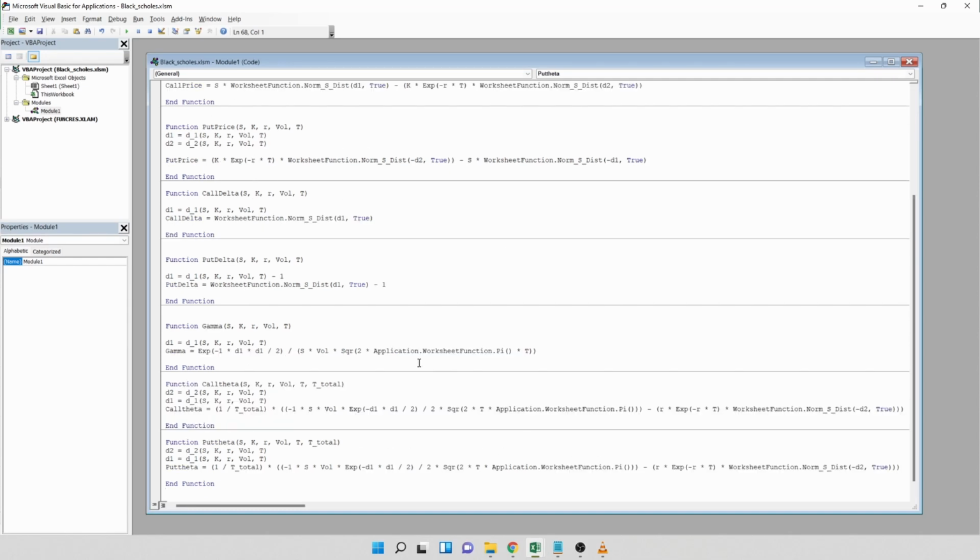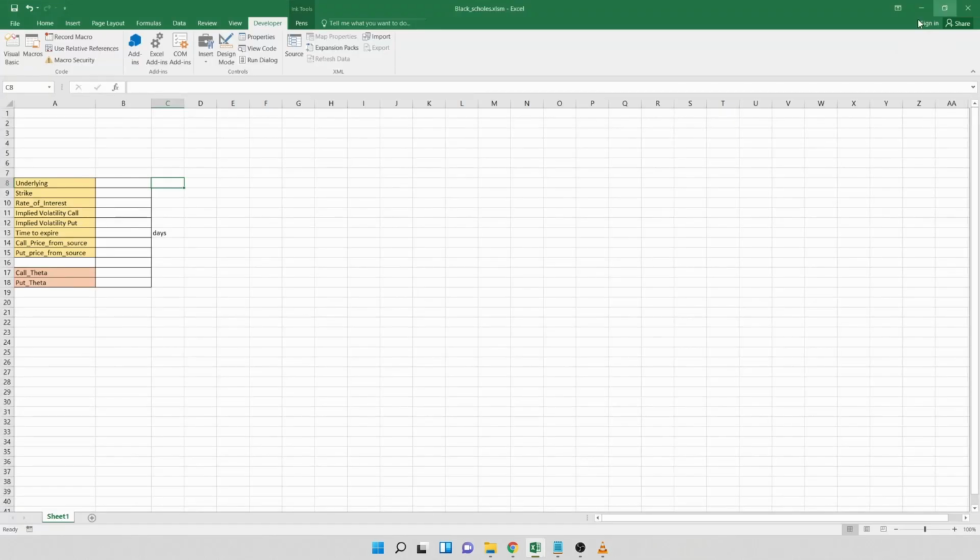Once we have the formulas in place, we'll go ahead and save, and close the Visual Basic code editor, and proceed to our Excel workbook to use the function. As usual, we'll get the parameters from NSE India's site, and then we'll try to use the functions to calculate the values.